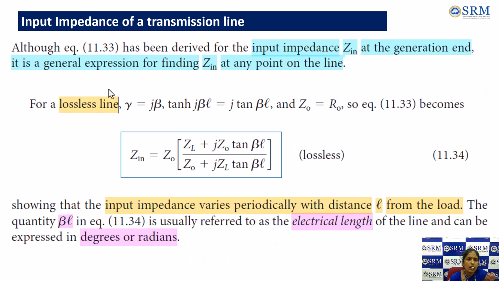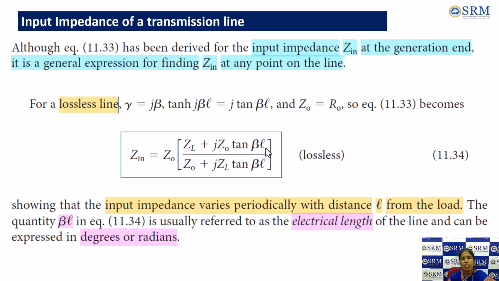Now we are going to find the same input impedance for the transmission line which is lossless. In that case, attenuation will be 0. Propagation constant will be equal to j beta. If you apply tanh gamma L, with gamma equal to j beta, we get j tan beta L. Okay, the h will be removed. And the input impedance will be equal to Z0 into ZL plus jZ0 tan beta L divided by Z0 plus jZL tan beta L. So we can see that the input impedance varies periodically with the distance from the load.